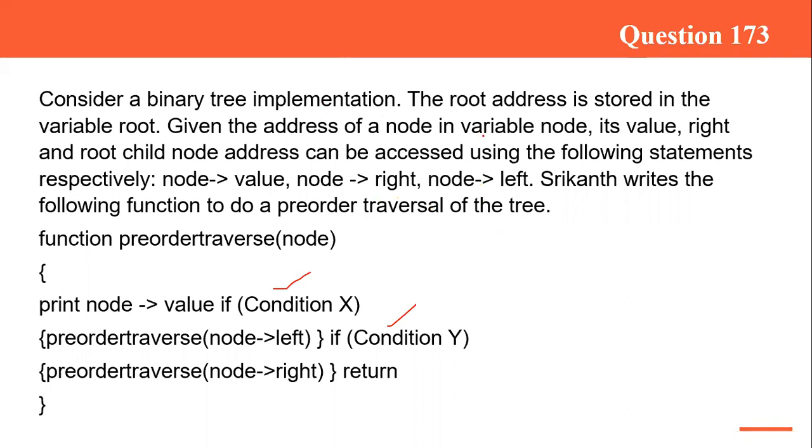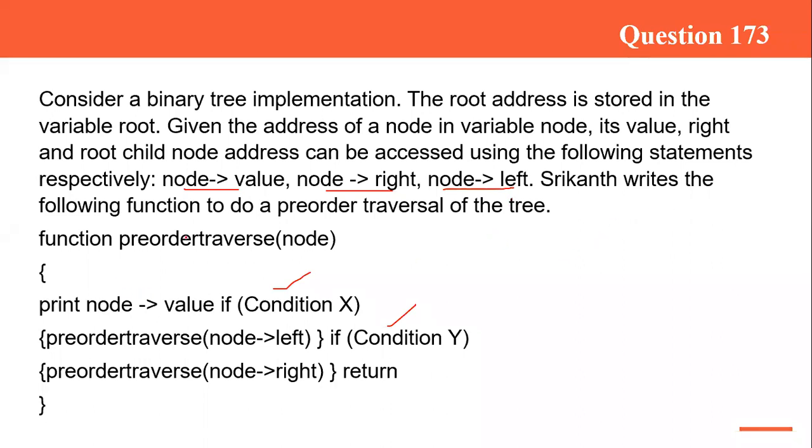Consider a binary tree implementation. The root address is stored in the variable root. Given the address of a node in a variable node, its value, right and left child node addresses can be accessed using the following statements. If you want to access the value, we'll access it as node arrow value. If you want to access the right element, node arrow right. If you want to access the left one, node arrow left.